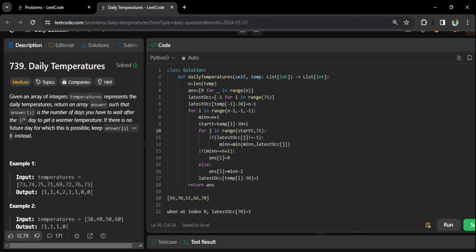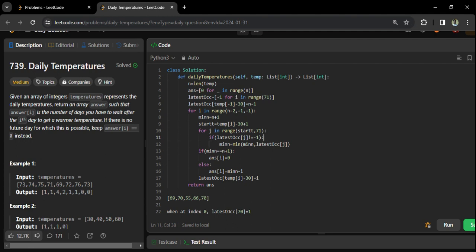Then I will check for each of them, that is, for every temperature higher than the current temperature, which is temp of i, I will check if the latest occurrence of j, which is in this range, is not equal to minus 1, because remember they are initialized to minus 1. If they're not equal to minus 1, then it could be a possible answer, but still I have to check further. Remember that.